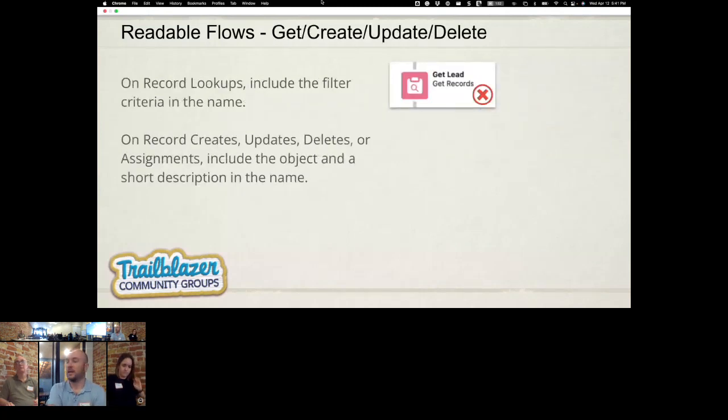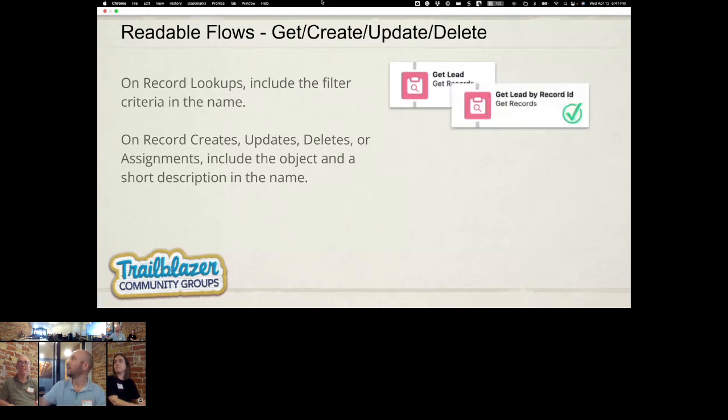When it comes to getting, creating, updating, deleting records, or doing assignments, I think a lot of people just leave it as get lead, get contact, update opportunity. Like that doesn't tell me much. How about get lead by record ID, get contact by email, something so I don't have to click into every get, create, or whatever in a flow to figure out what exactly it's doing.